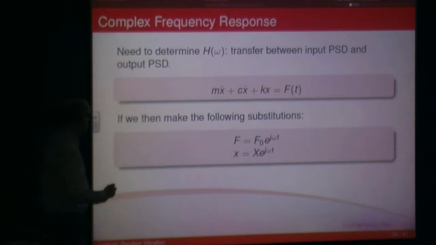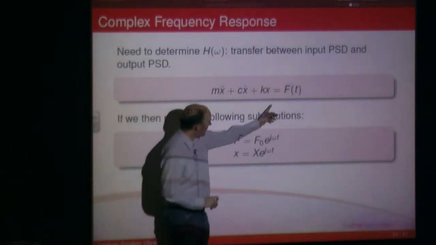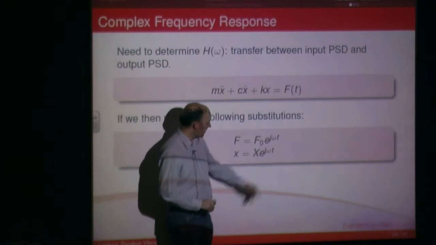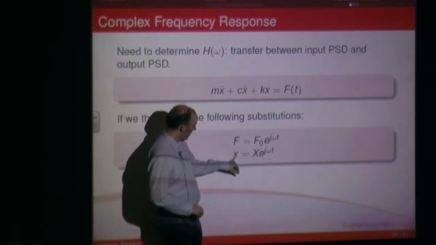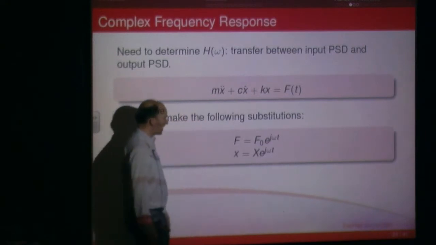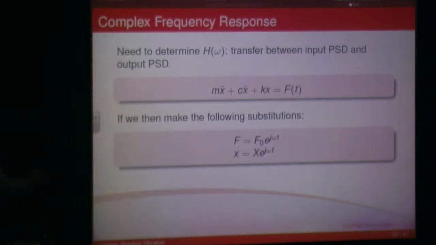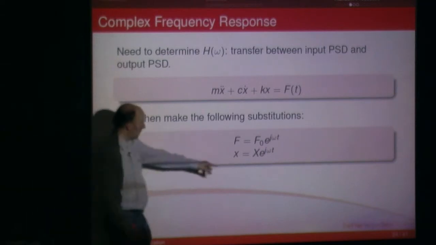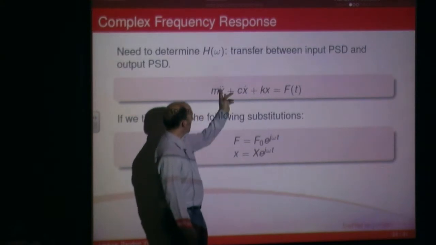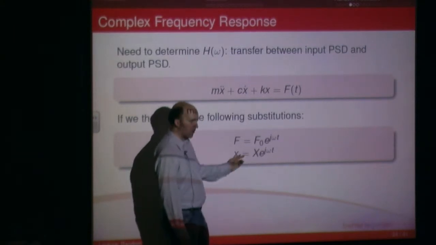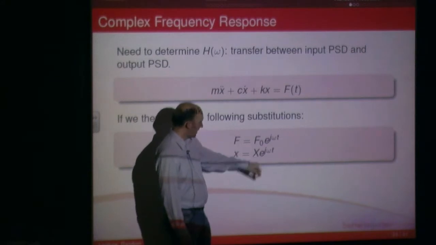And you make these substitutions. For F, you stick in F naught e^(j omega t). Notice this is an equation for an oscillation. And for X, obviously, we also get X e^(j omega t). To get X dot, we differentiate this once with respect to time. I get my j omega coming out, and then X e^(j omega t). Double dot, I get another j omega out, so I get minus omega squared X e^(j omega t).